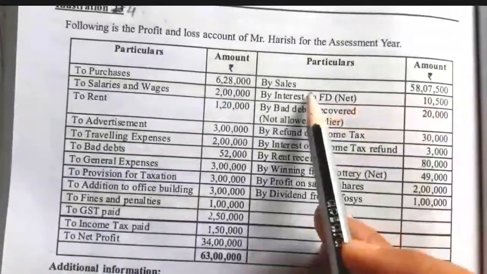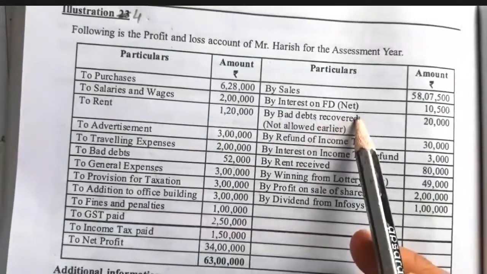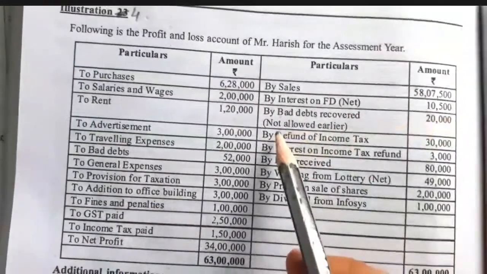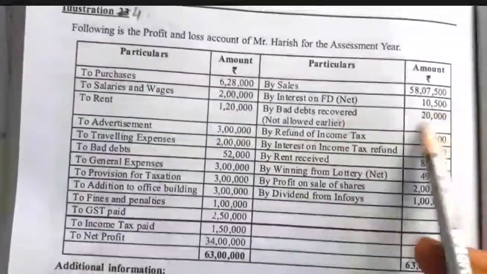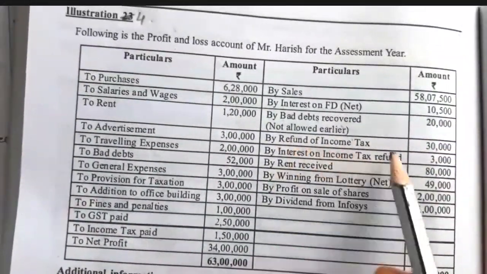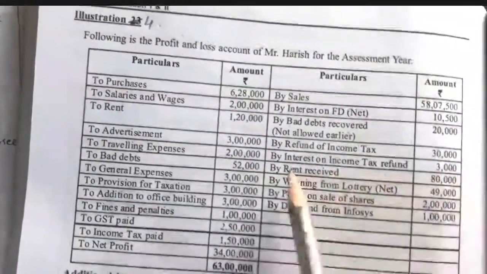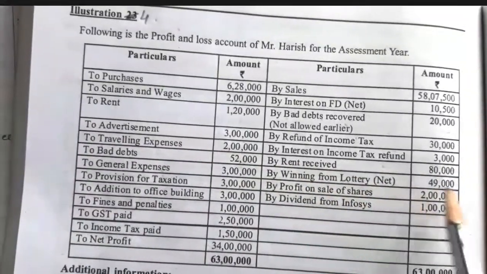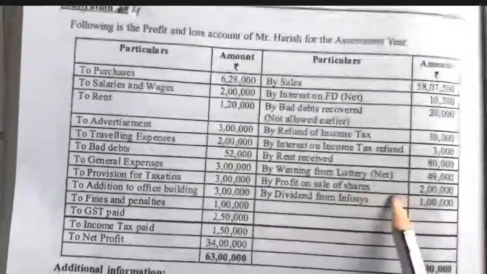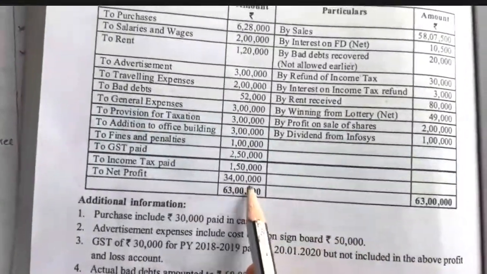On the credit side: by sales rupees 58 lakh 7,500, by interest on fixed deposit net value 10,500, by bad debt recovered, not allowed earlier or disallowed earlier, rupees 20,000, by refund of income tax rupees 30,000, interest on income tax refund rupees 3,000, rent received rupees 80,000, winning from lottery net value is given rupees 49,000, profit on sale of shares rupees 2 lakh, dividend from Infosys rupees 1 lakh. So the net profit given is 34 lakh.